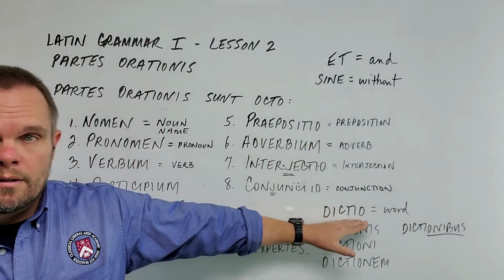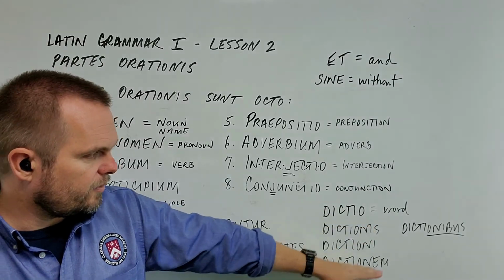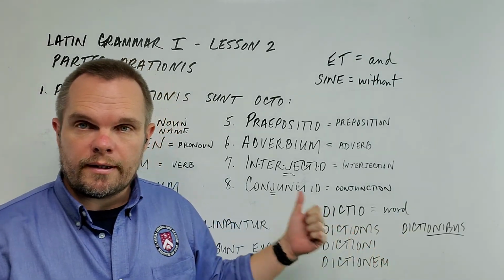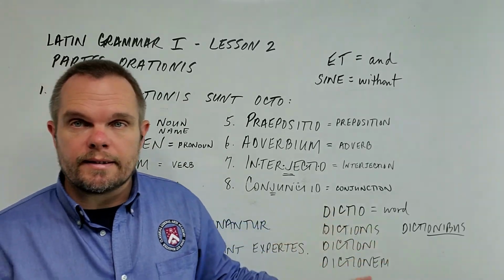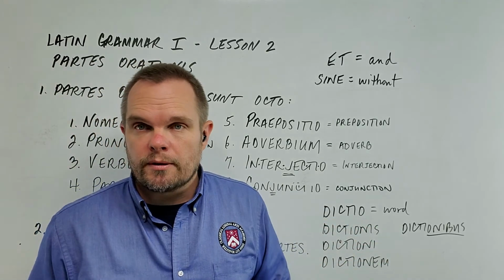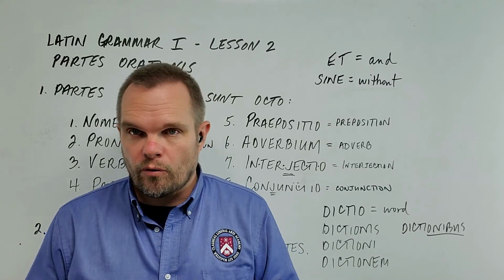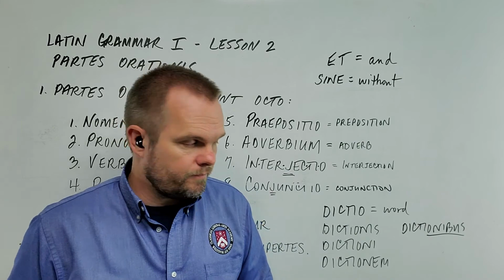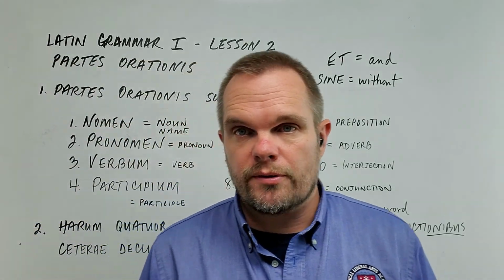The noun, because it's declined, because it's a noun, has different forms. So when we learn these first 4 parts of speech, we're going to learn a word like dictio, but then we're also going to have to study its declension. We're going to have to study all the different forms of that noun. Okay, so we'll get into that in a few lessons when we start the study of nouns.